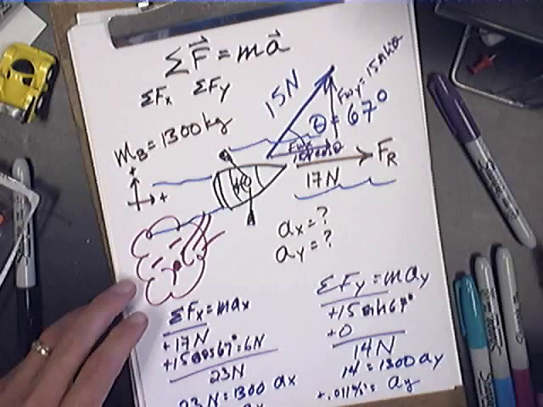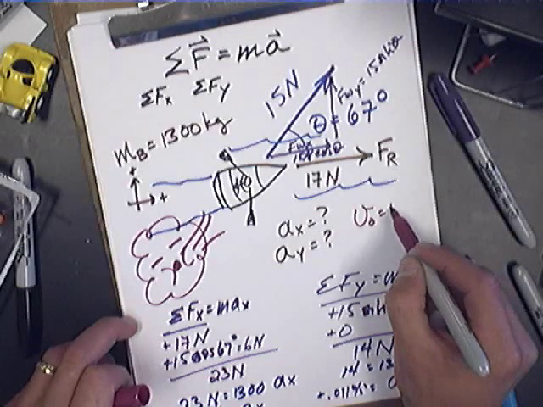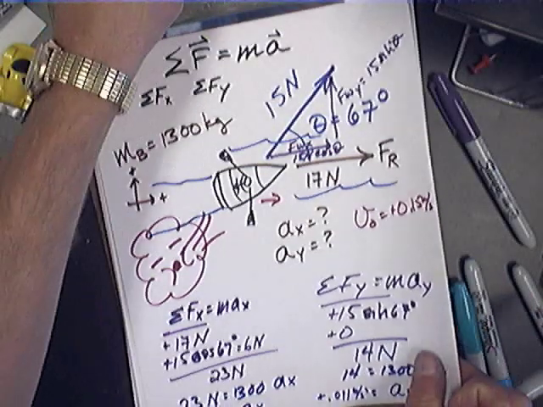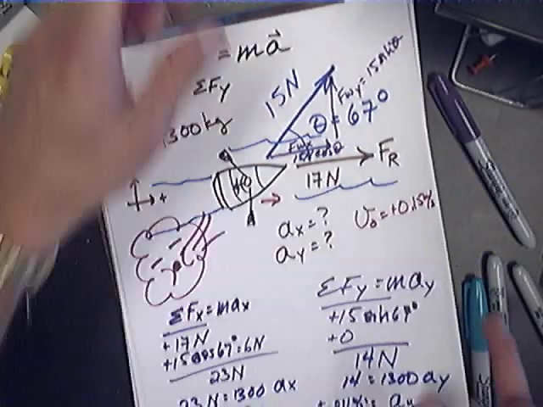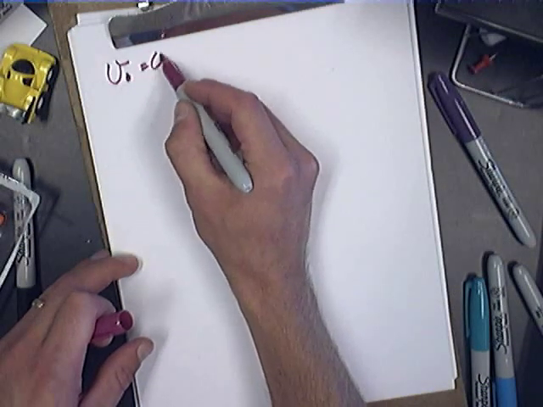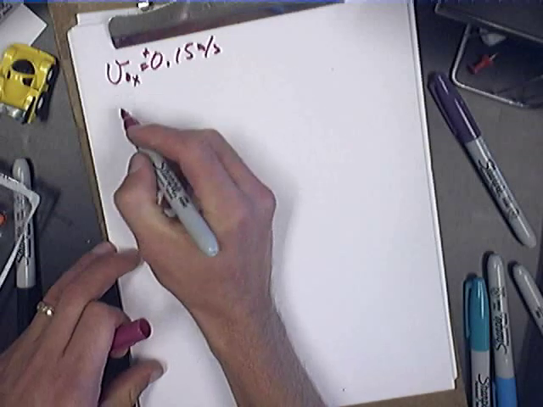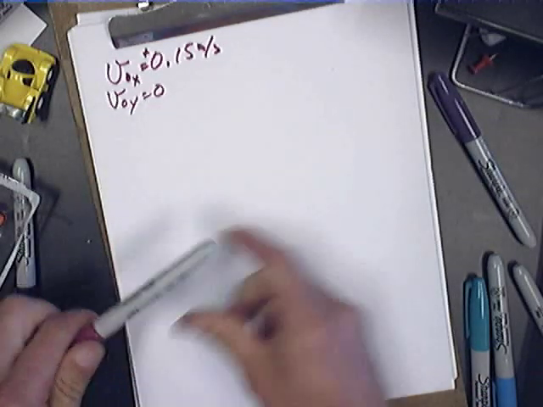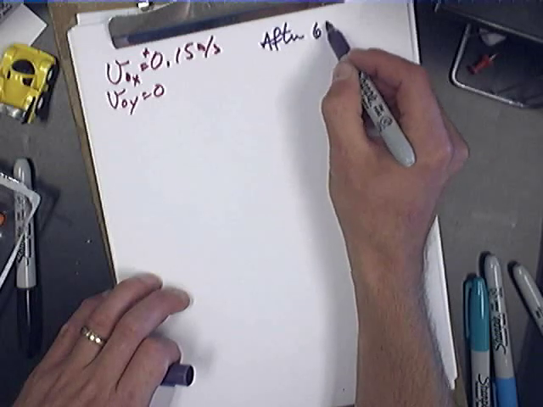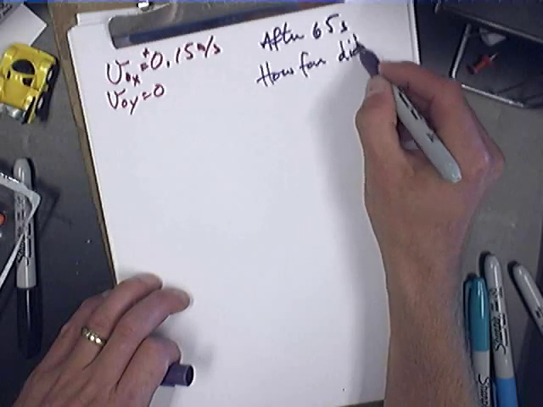But now, let's say I actually have some sort of initial velocity here. The question now becomes, the initial velocity of my boat was 0.15 meters per second in the x direction. I had no velocity in the y direction. Now the question is, after 65 seconds, how far did I go?